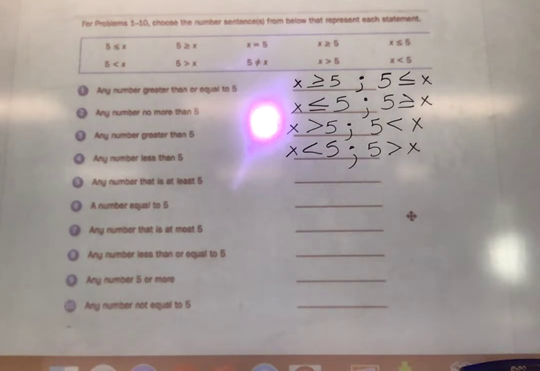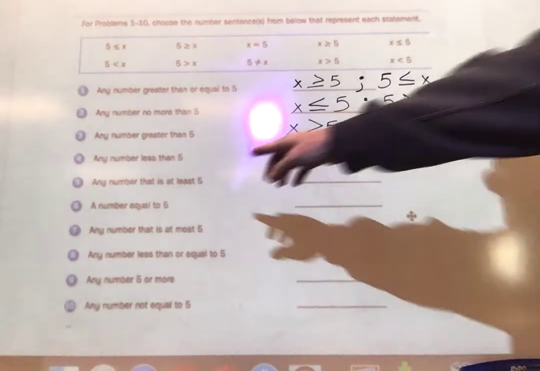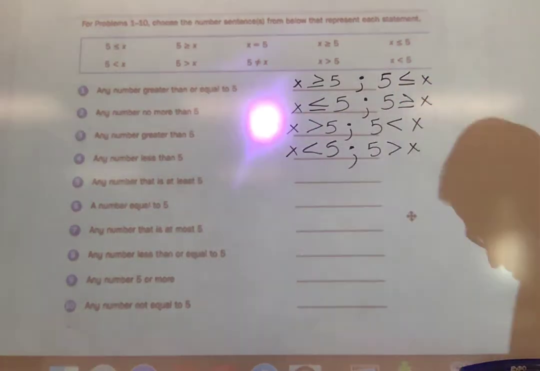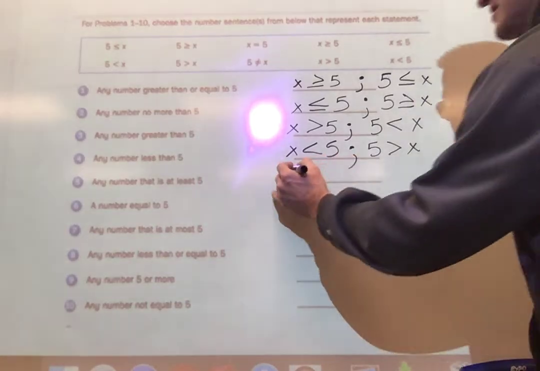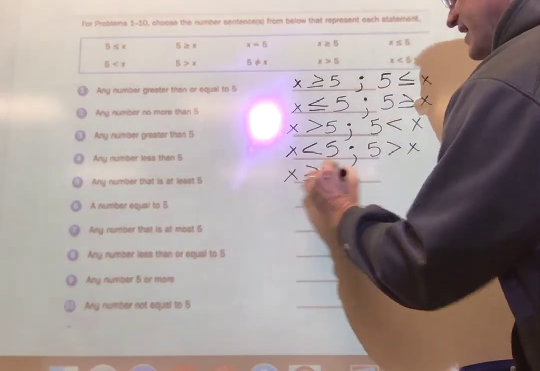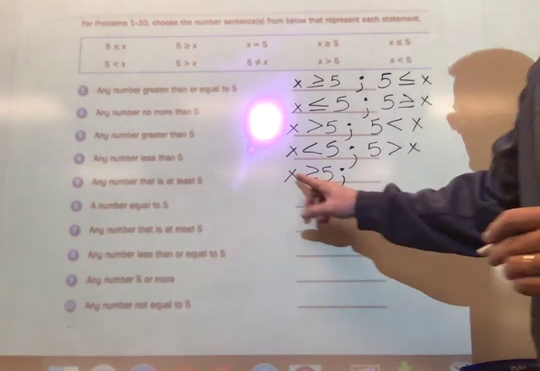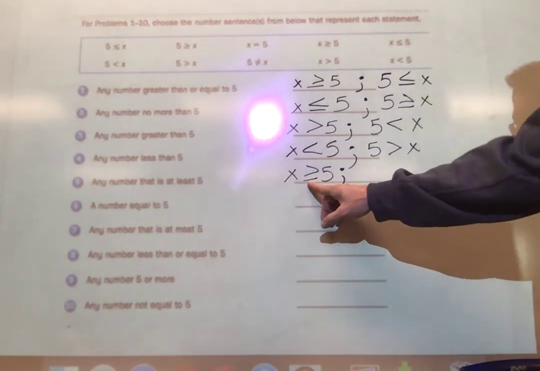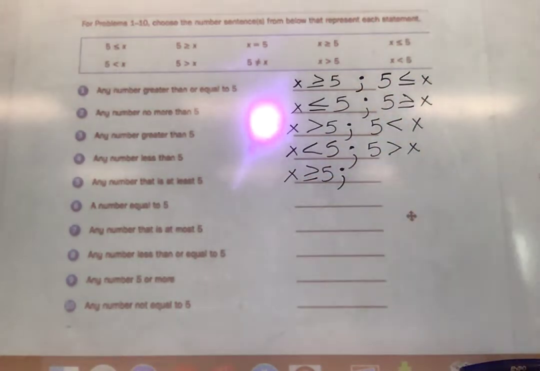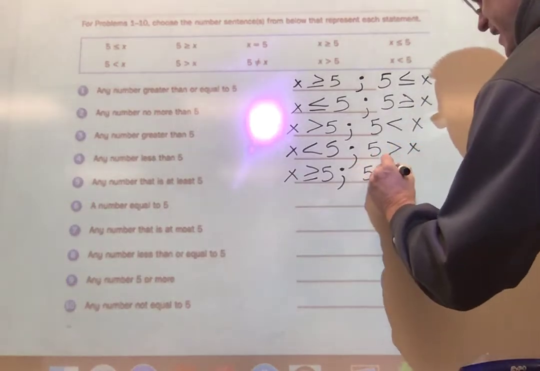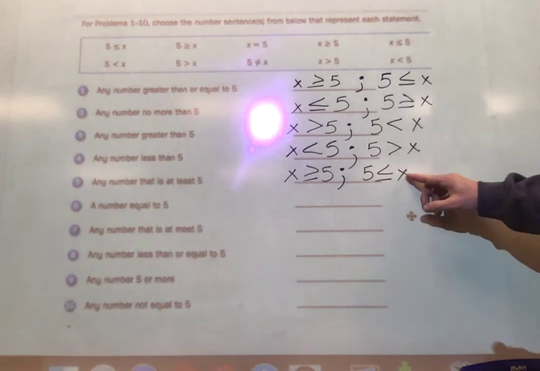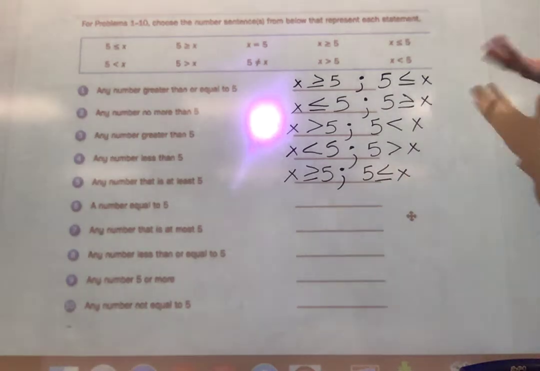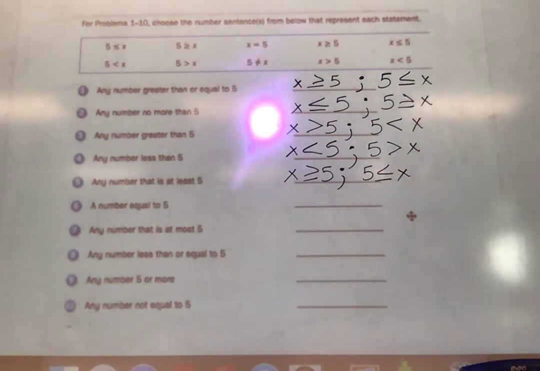Number 5, any number that is at least 5. When you say at least, okay, that means it's 5 or greater. So x has to be greater than or equal to 5, because x is now at least 5. It could be 5, but it can be greater as well. All right, so I could also write it as 5 is less than or equal to x, which still means x is at least 5, because it's going to be bigger or at least 5. They mean the same thing.